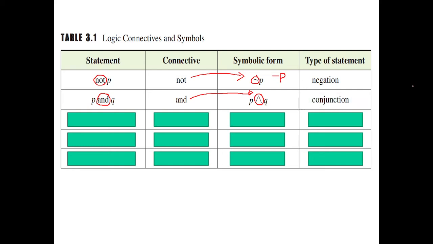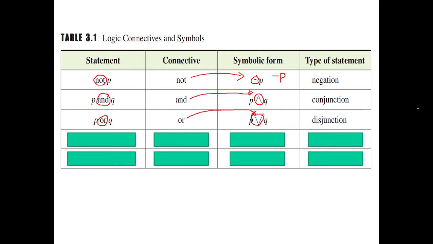Okay? Now let's proceed. The third statement is this. So obviously, our connective is the word or. You see it there? We have a statement or another statement. So the connective is or. And take note of the symbol for or. It's simply a letter V. It's a big letter V. This one over here is a symbol for or. And this is what you call a disjunction. So take note, we already have 3 types of statements. Negation, conjunction, and disjunction. Negation, not. Conjunction, and. Disjunction, or.